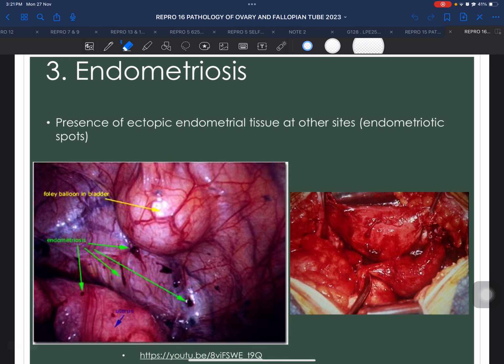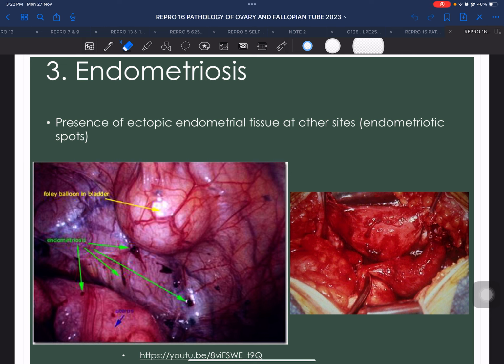Okay, so it's simply defined as the presence of endometrial tissue at sites other than the uterus. Okay, so it is also called endometriotic spots. What is present at that site is the endometrial glands and stroma, located outside the uterus. They are usually found on the surface of the ovary, in the abdomen, in the peritoneal cavity, or on the fallopian tube. Okay. So in the ovary, they can form a cystic lesion. Okay, so they are called endometriotic cysts.